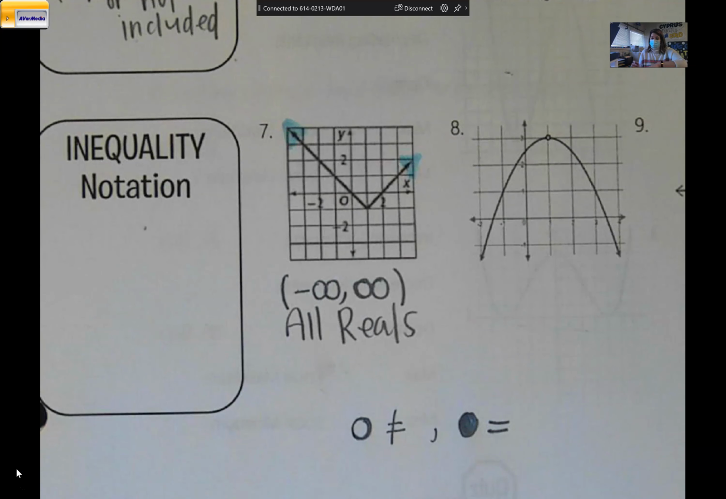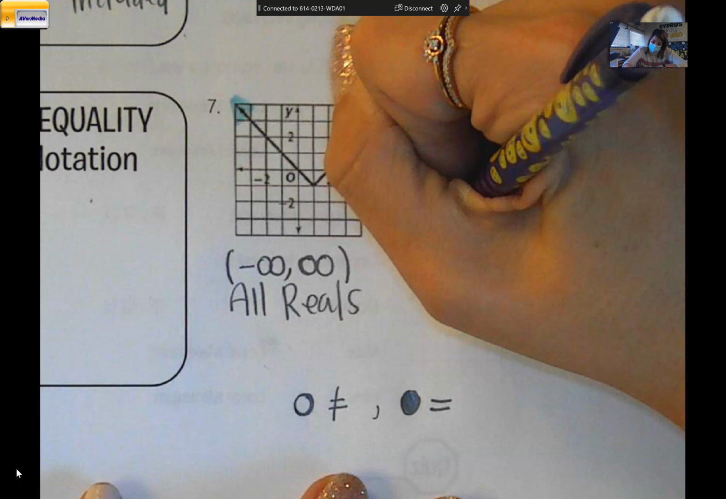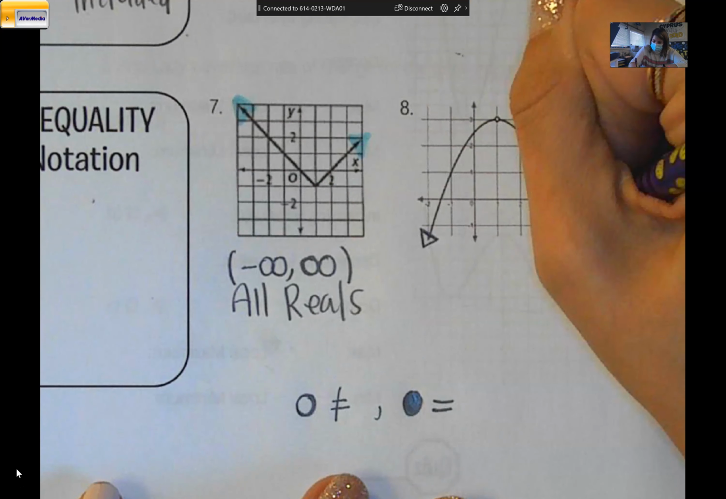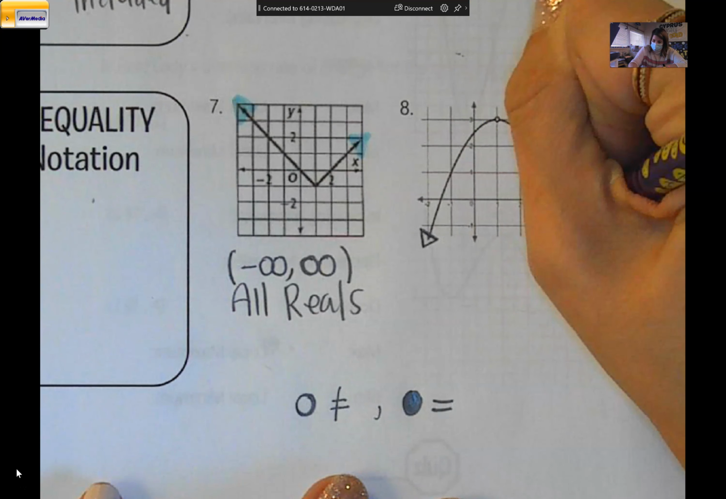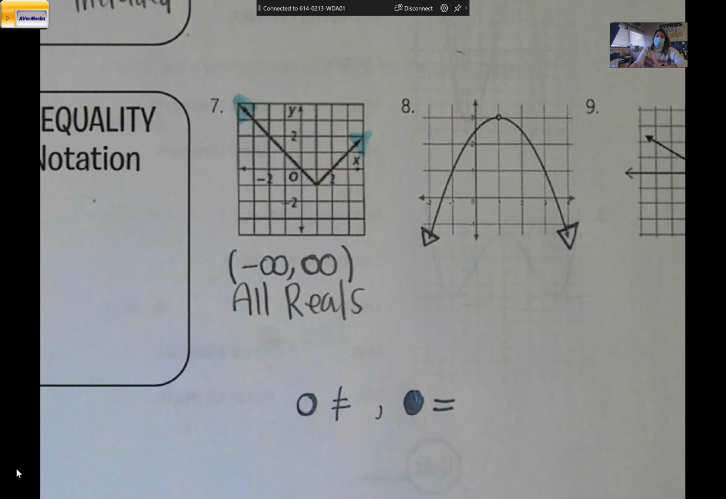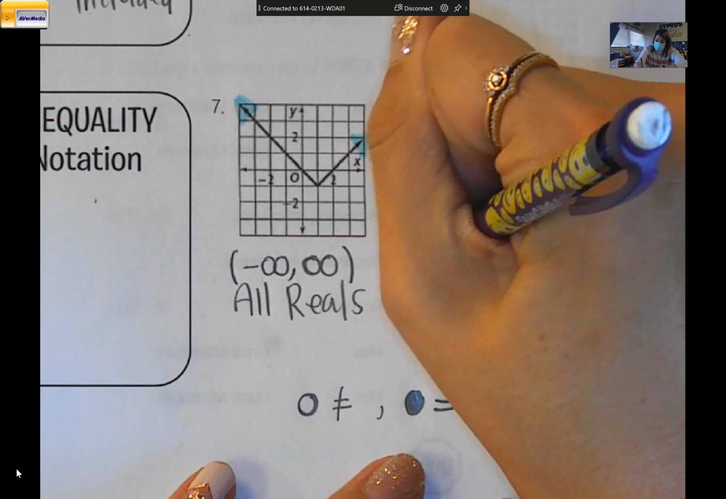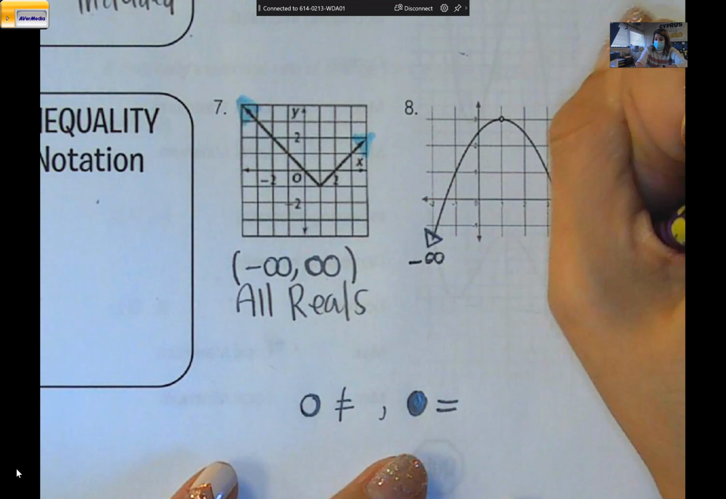Okay, this guy. Oh boy. We got an upside down parabola. We got two arrows. Okay, even though these arrows are pointing down, it's still going to negative infinity and positive infinity.